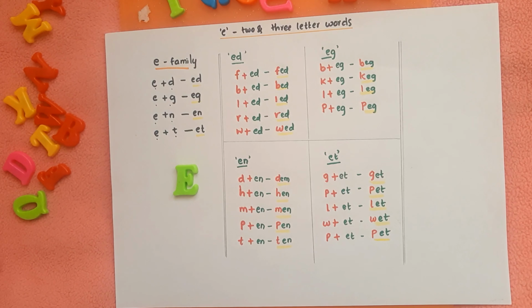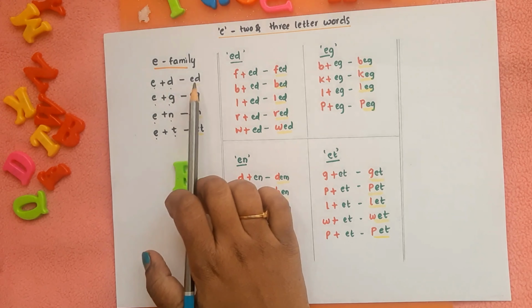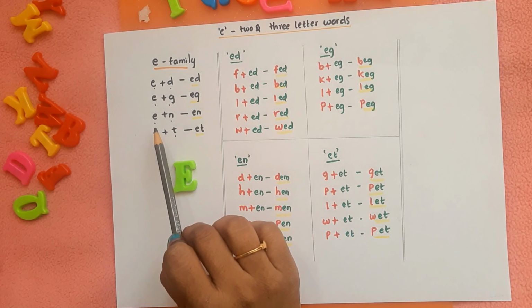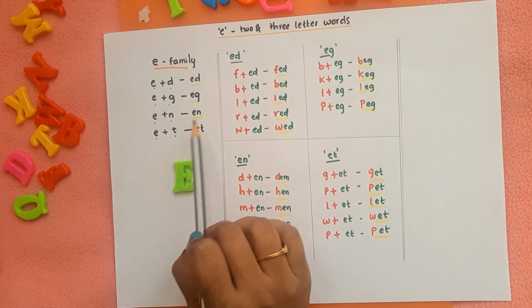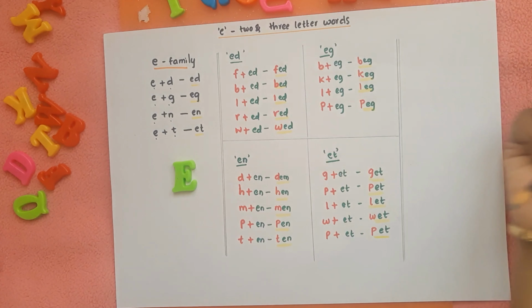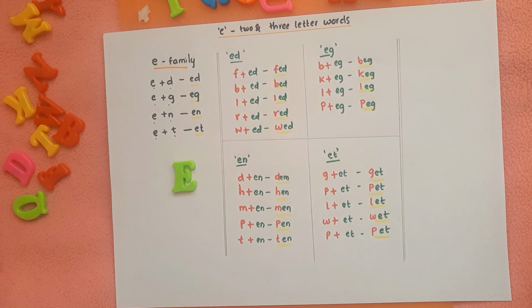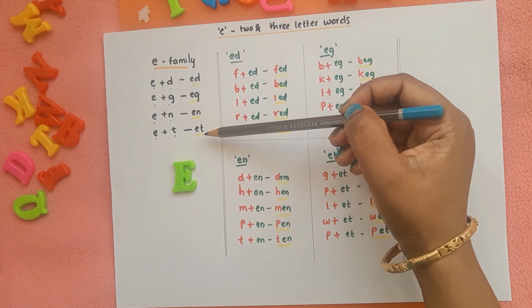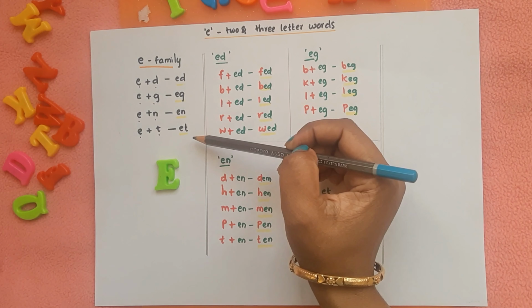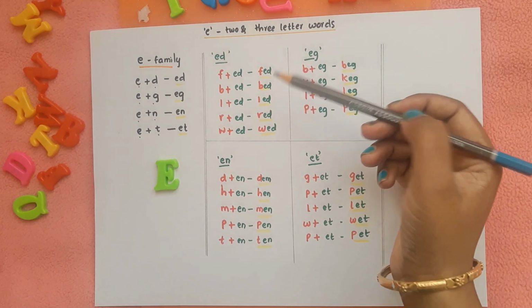Phonic sound of E is eh. E, D: ed. H, E, G: egg. E, N: en. E, T: et. After this, give them some practice sheets to become familiar with reading 2-letter words. Once the kid becomes good with reading these 2-letter words, we can introduce 3-letter words.